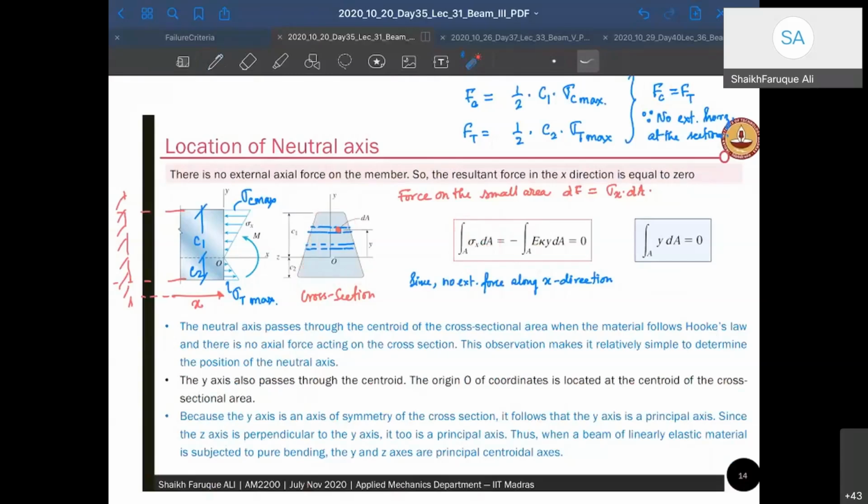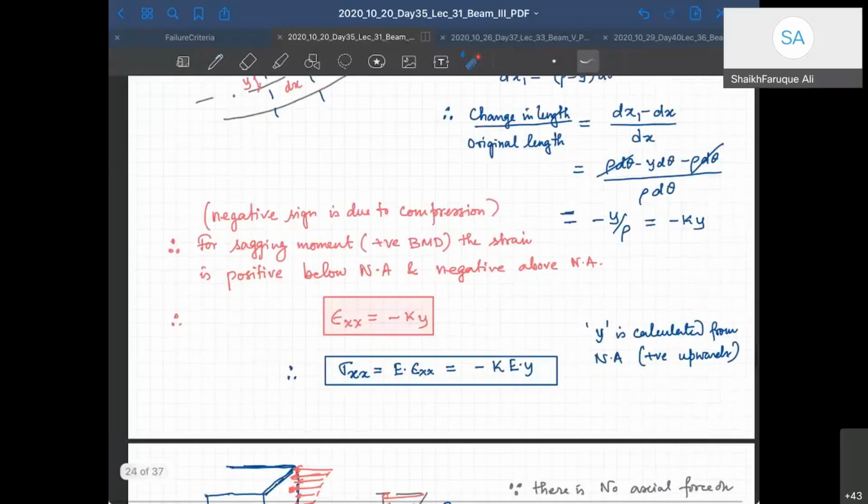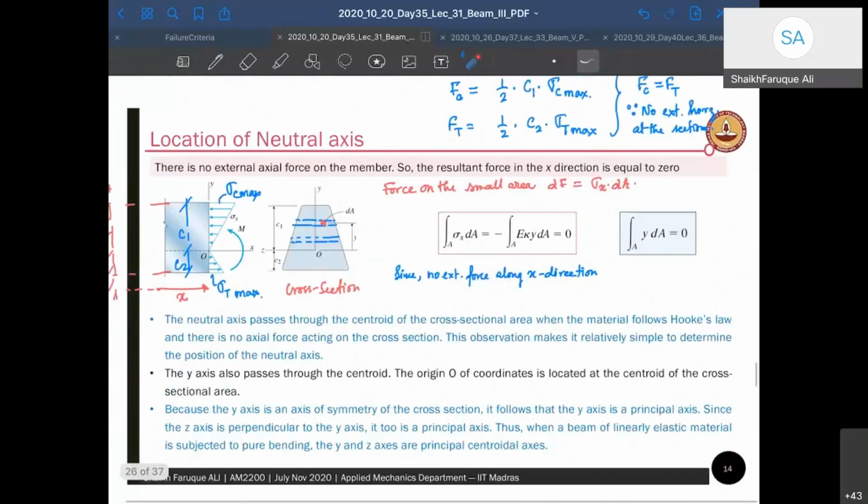Now I know sigma x. Sigma x is minus E kappa y, with a minus sign. I've just derived it. The integral of that is going to be equal to 0, so the negative sign doesn't matter, it goes out. E is constant, right? Kappa is constant for that cross section, right? So we said that. So we'll write it again here.